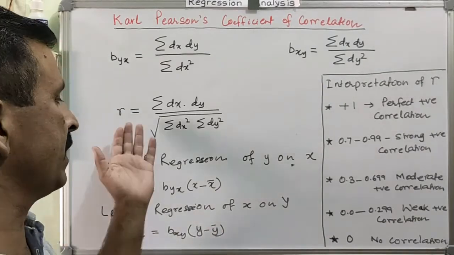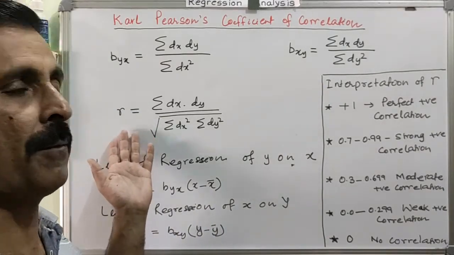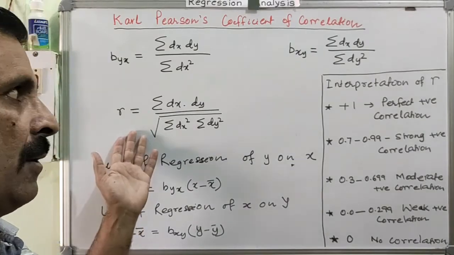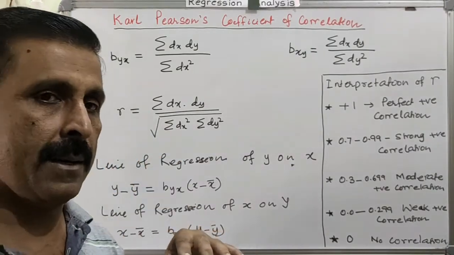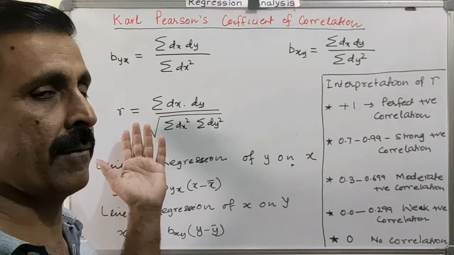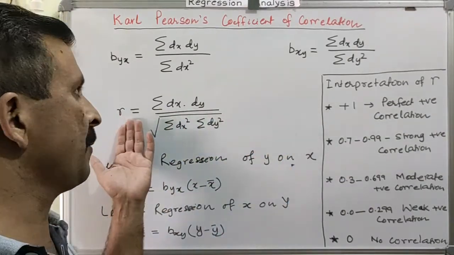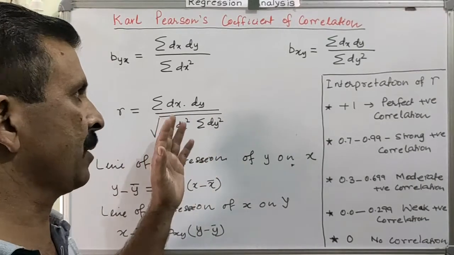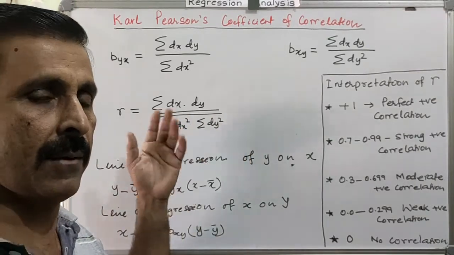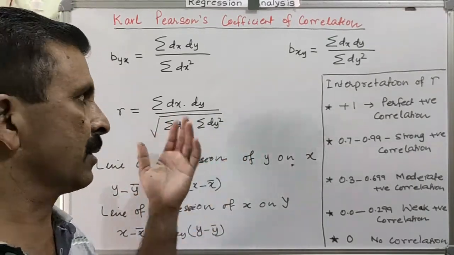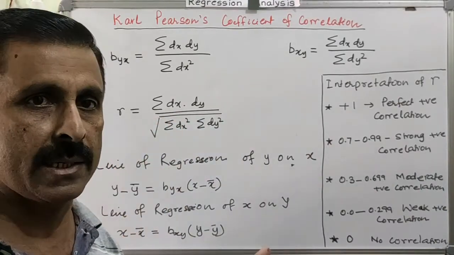Now, see how we can interpret the value of r. When you calculate the value of r, either it will be positive or it will be negative. Clear? So, if the value of r comes positive, then it will be called a positive correlation. Or when the value of r comes negative, we will call that correlation a negative correlation.